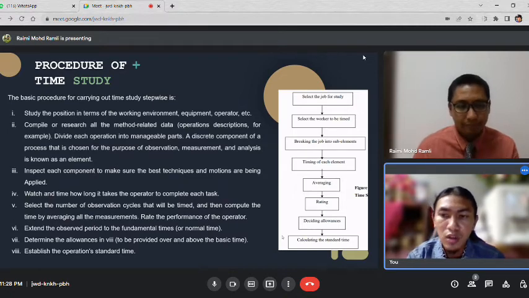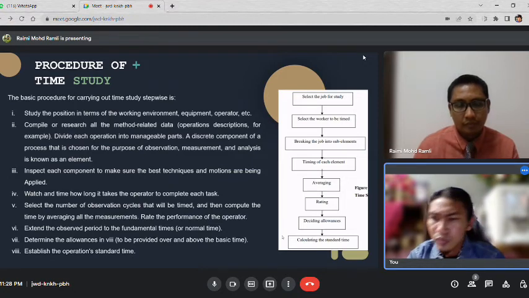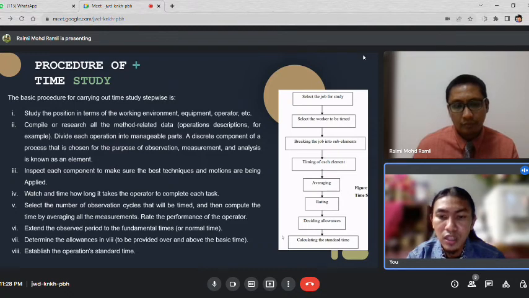Number four, watch and time how long it takes the operator to complete each task. Number five, select the number of observation cycles that will be timed and then compute the time by averaging all the measurements, and rate the performance of the operator. Number six, convert the observed time to fundamental time or normal time. Number seven, determine the allowances to be provided over and above the basic time. Number eight, number nine, establish the operation standard time.